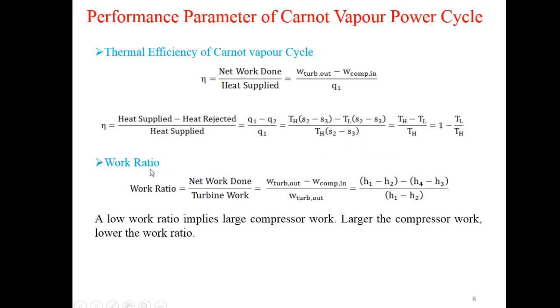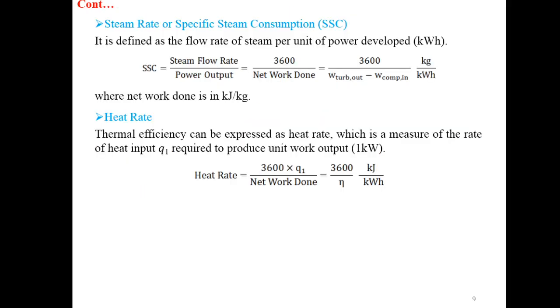Second formula is for work ratio. Work ratio is defined as net work done divided by turbine work, or we can say turbine minus compressor work divided by turbine work. If you put the value of turbine work, it will be equal to H1 minus H2, and the value of compressor work is H4 minus H3. You will get this relation. A low work ratio implies large compressor work. The larger the compressor work, the lower the work ratio.